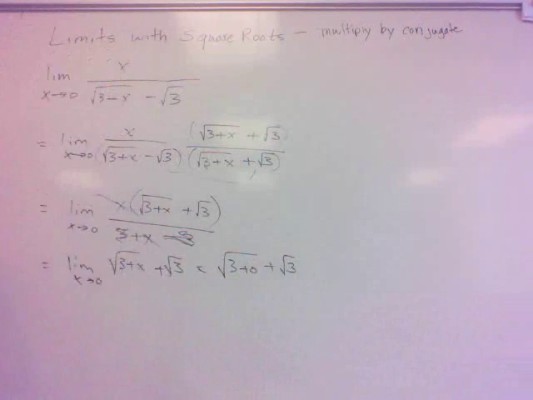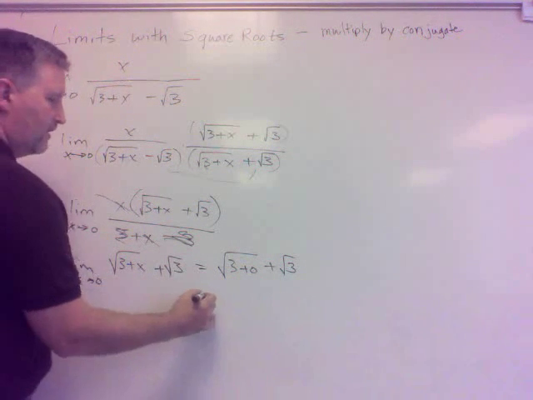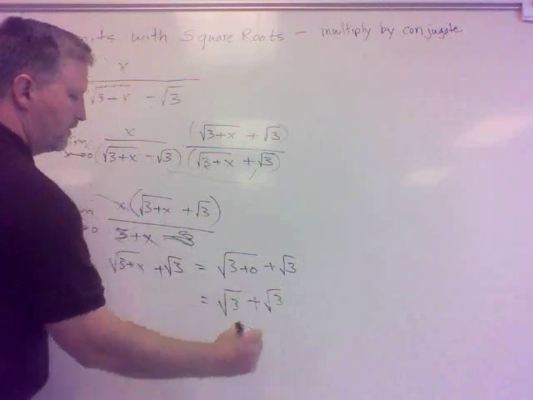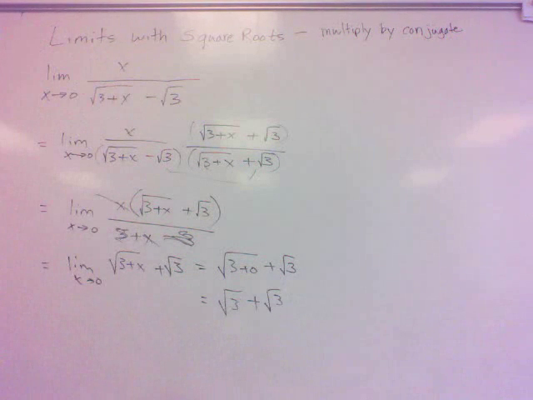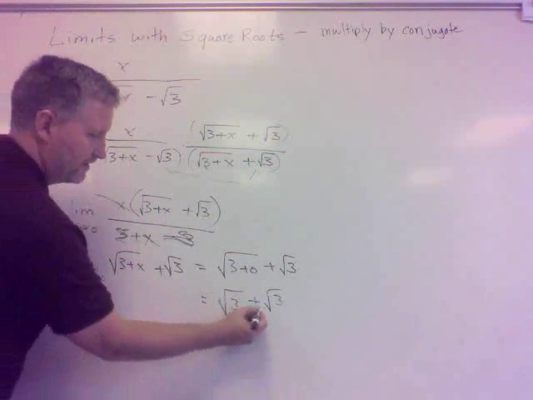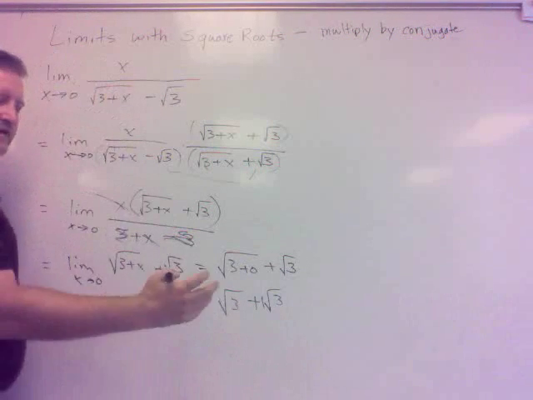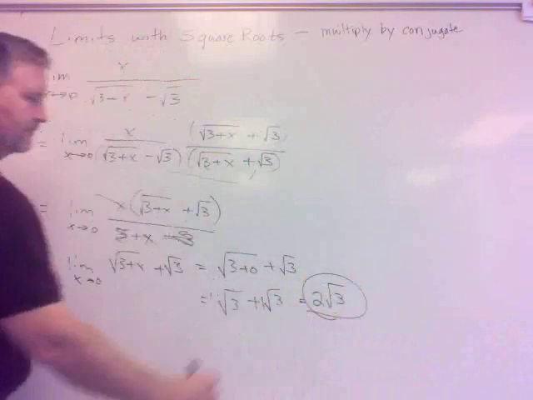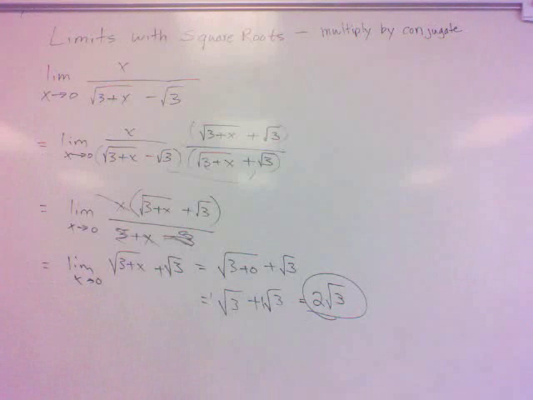Which brings up my next point. What do I get there? Well, if I substitute x as 0, I wind up with the square root of 3 plus the square root of 3, which if I'm going to simplify that, how much is that? It's 2 square roots of 3, isn't it? You've got 1 square root of 3, you've got another 1 square root of 3, so you've got 2 square roots of 3 there. How about that?